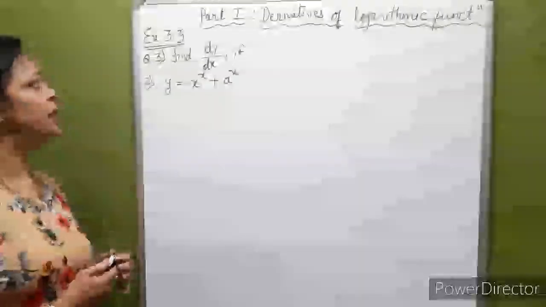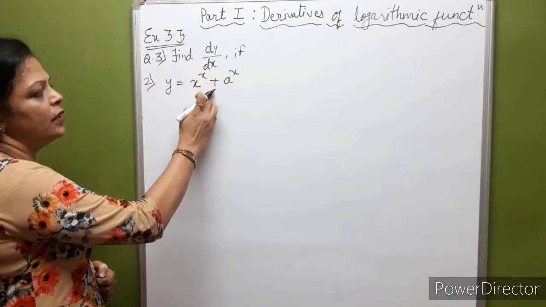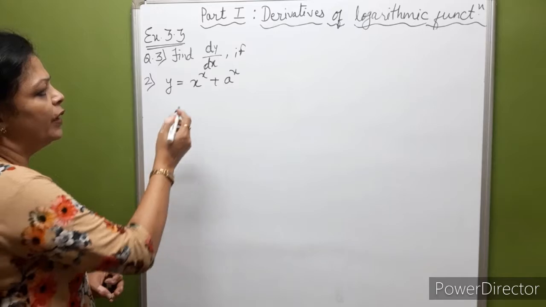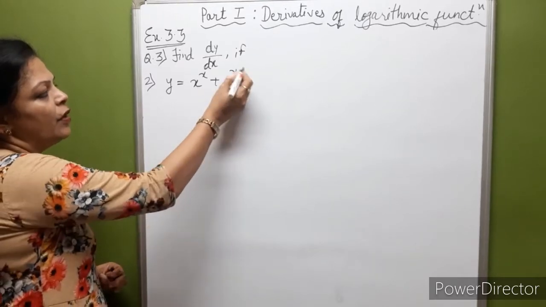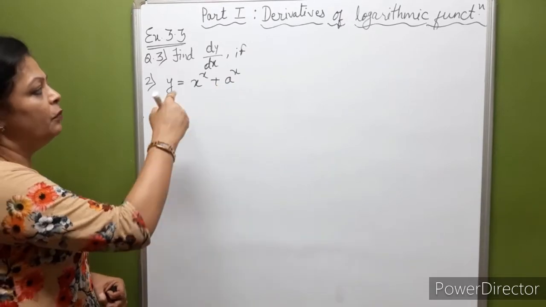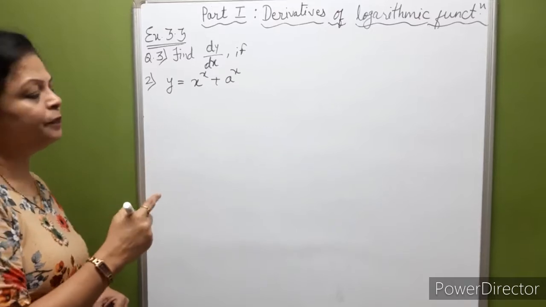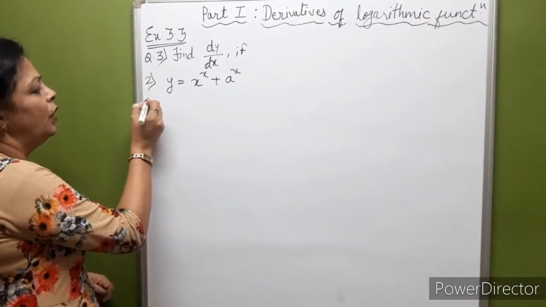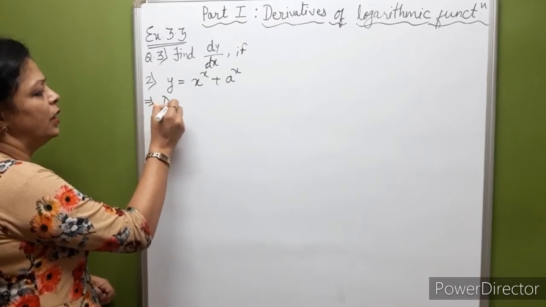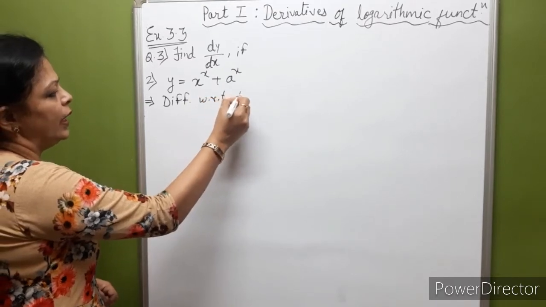Now see the second sum of question number 3. y is equal to x raised to x plus a raised to x. Correct? Now over here you have the formula for a raised to x, that is a raised to x into log a. But we don't have a formula for x raised to x. So we'll have to derive it. Let us first differentiate this directly, differentiating with respect to x.